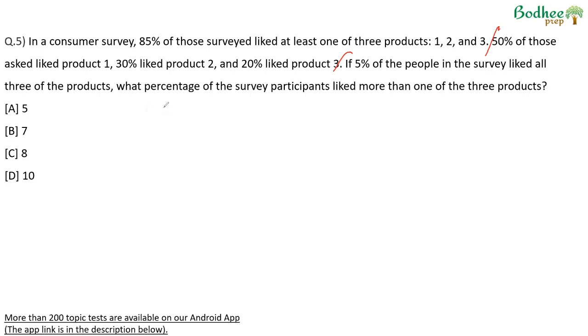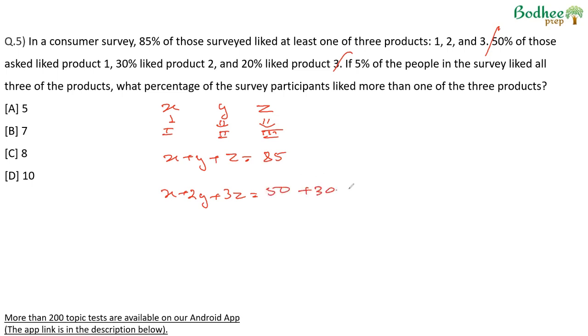Now, if we take 3 variables x, y, z, x being the number of people who liked exactly one product, y exactly 2 products, z exactly 3 products, we can say x plus y plus z will be the number of people who liked one or the other products, 85. And x plus 2y plus 3z will be the number of people in the Venn diagram, which will be 50 plus 30 plus 20, so 100.